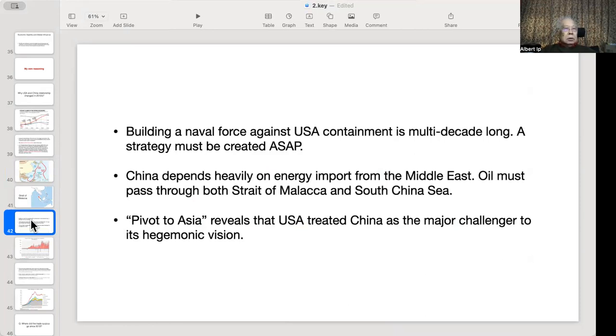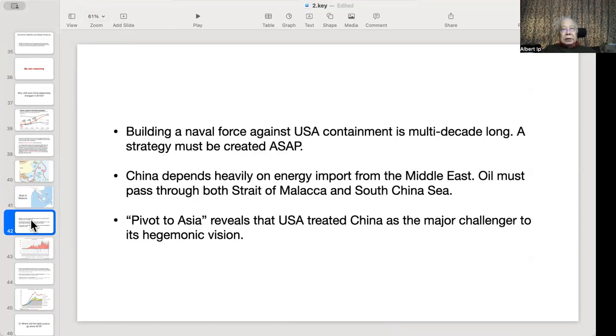So the window of opportunity, you need at least 30 to 40 years before you will be able to have a naval force strong enough to break the US containment strategy. That means we need another strategy fast, cannot depend on the naval force.